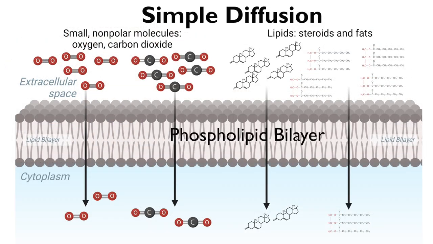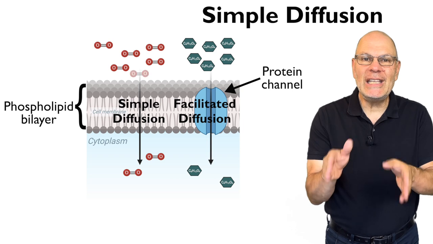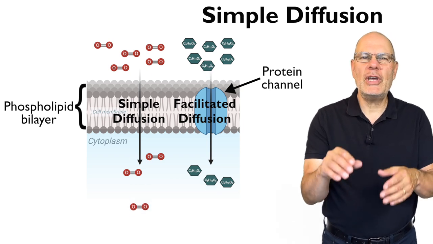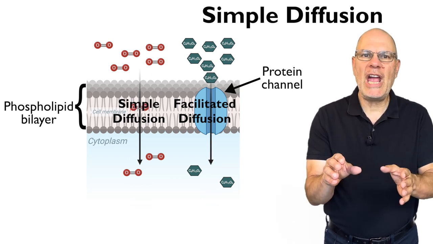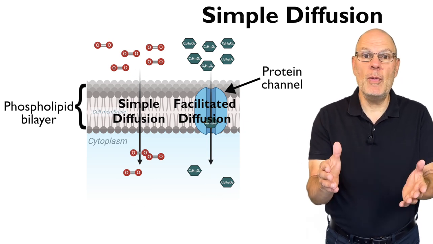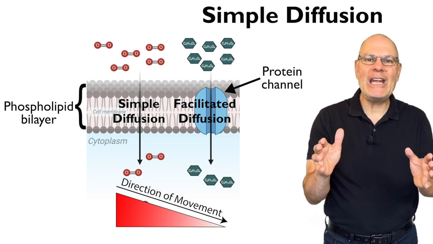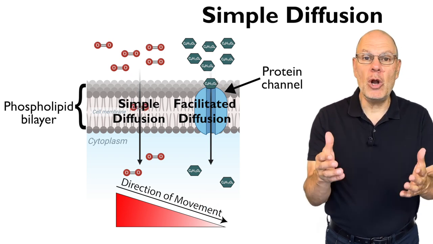That's what simple diffusion is. It's diffusion right through the phospholipid bilayer. Why is it simple diffusion? Because unlike facilitated diffusion, which requires a membrane protein channel, no protein is needed. Things simply diffuse through the bilayer. And because it's diffusion, it doesn't require any energy expenditure on the part of the cell.